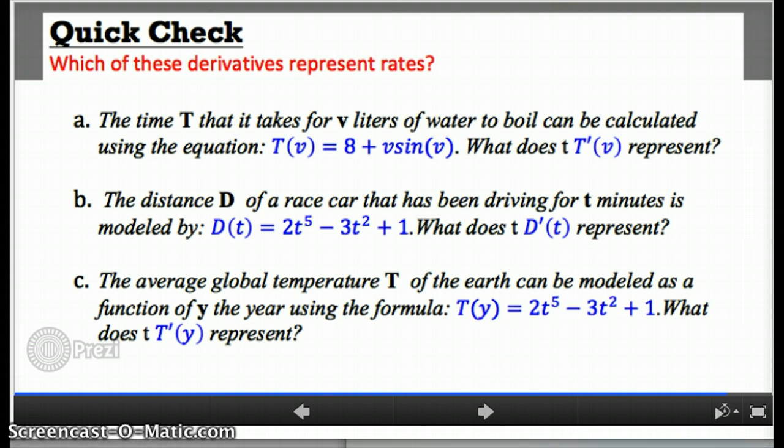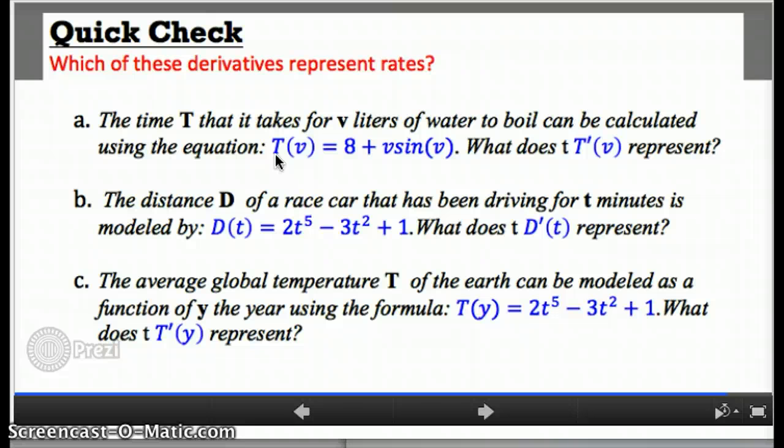Gorgeous. B and C both represent rates. And hopefully you avoided some of the common traps here. Just because there's a variable t in the problem doesn't mean you're necessarily talking about time. In this case, t represents temperature.